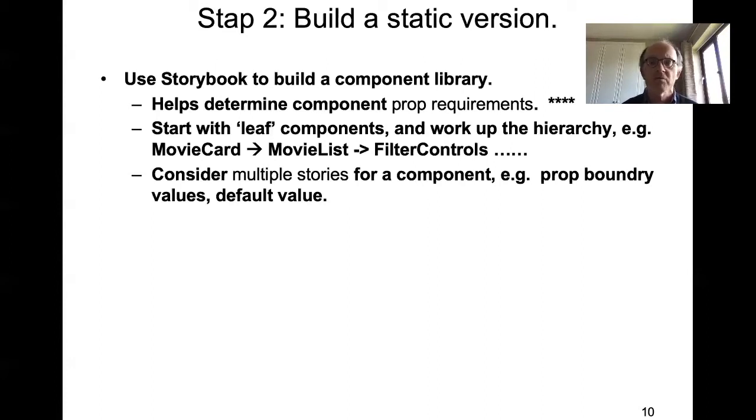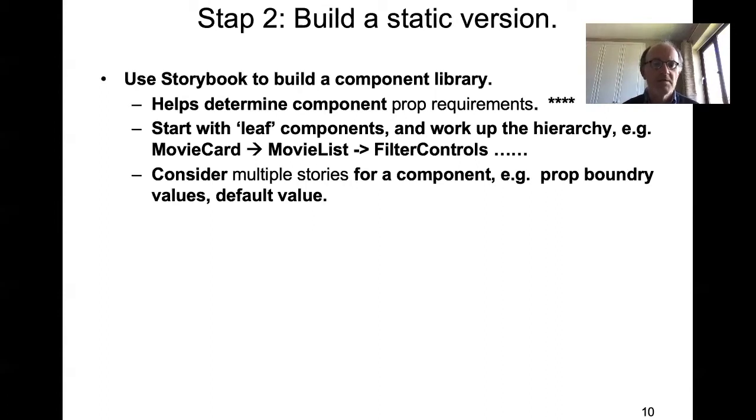So in the context of the movies app, you would implement the movie card, the movie list, the filter controls. Only take the components towards the bottom end of the hierarchy though. Don't have user stories, don't have Storybook rendering the entire UI page, if you like. That's not really what Storybook is meant to be for. It's meant to only be concerned with rendering low-level components in your hierarchy.